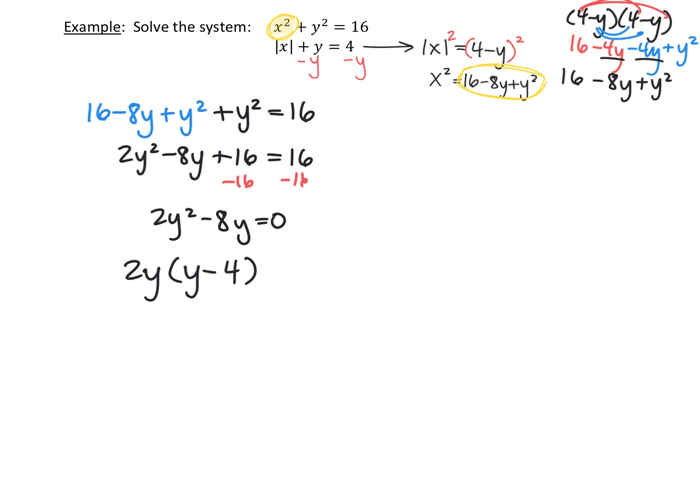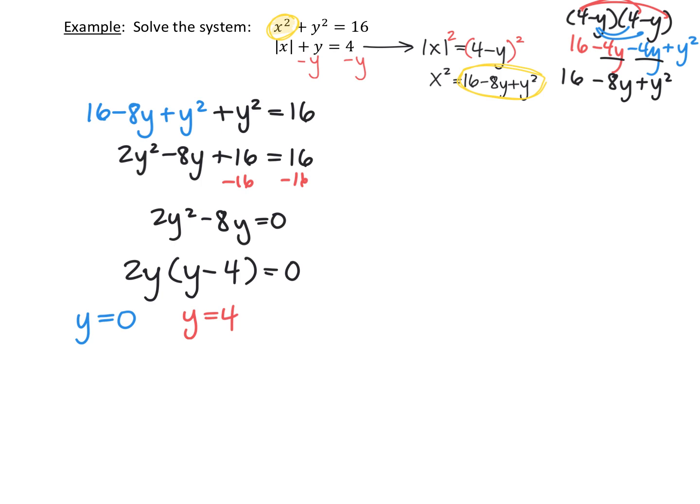y minus 4, which gets you 2 solutions. Your first would be 2y equals 0, so y is 0. Your second, y minus 4 equals 0, so y is equal to 4. That's great and all, except that you need to get what x is. So now you need to do what?